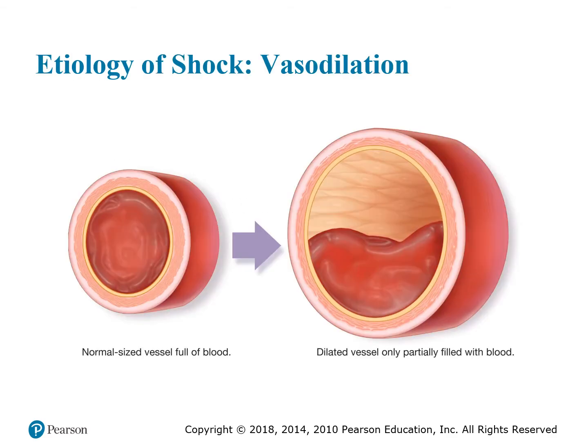This slide is just to give you guys a visual representation of how massive vasodilation will lead to a decrease in blood pressure, right? So a normal sized blood vessel is full of blood. You have enough systemic vascular resistance to generate an adequate blood pressure. And when that vessel gets way too large, you just don't have enough volume to fill all that space. And that's going to decrease the resistance, therefore leading to hypoperfusion or shock.